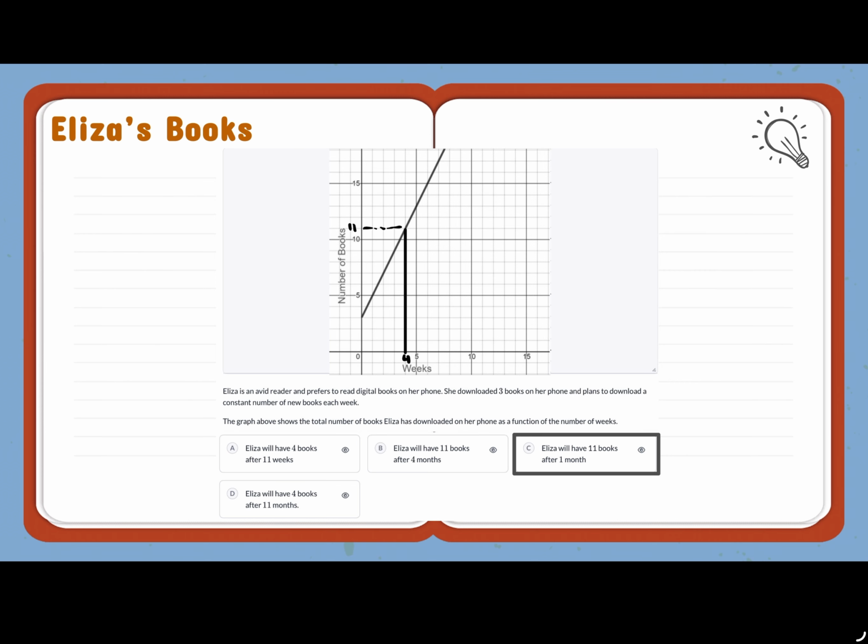So this one, just interpreting the graph in terms of the question, not too difficult. You just have to remember to read your options very carefully. So A says 4 books after 11 weeks. That doesn't exactly fit our graph. B says 11 books after 4 months. Again, that's pretty high, and we can't actually see the graph for 4 months, so just keep that in mind. D says 11 months, and that will just be wrong. So our correct answer here is C.